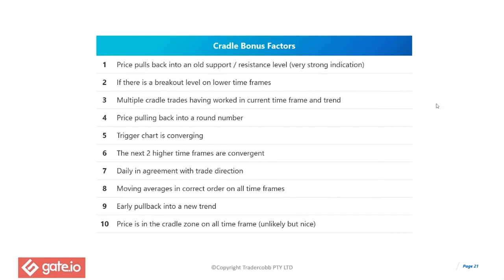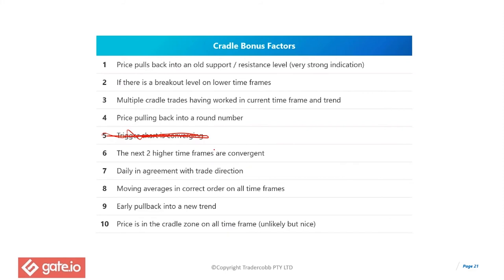Trigger chart converge. Actually, I've brought that forward so I can get rid of that in the bonus factors, because that's obviously one of our rules. Rule 5 in the essentials now. 2 higher time frames are convergent. So if I'm trading on the 4-hour, I want the 8 and the 16, right, or the 8 and the daily converging. Daily in agreement with trend. You know that. Convergent. All you got to do is check the next 2 higher time frames. Moving averages in correct order on all time frames. As in, if you're on the 4, you want to go 8 and you move up higher to the daily.